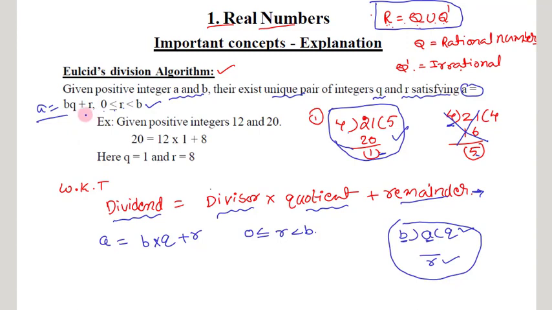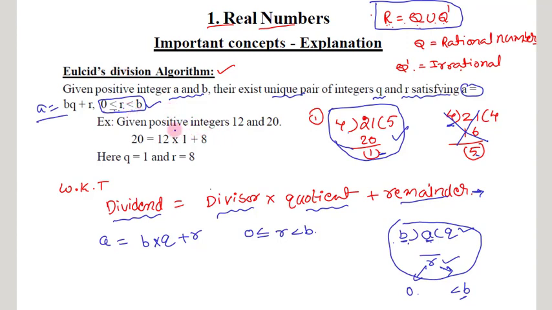That is, a is equal to b into q plus r, and what are the conditions for r? 0 less than or equal to r less than b. That means on dividing a by b, you will get r, and this r must be less than b. That means r may be equal to 0, and r may be less than b. That is the condition we have given.